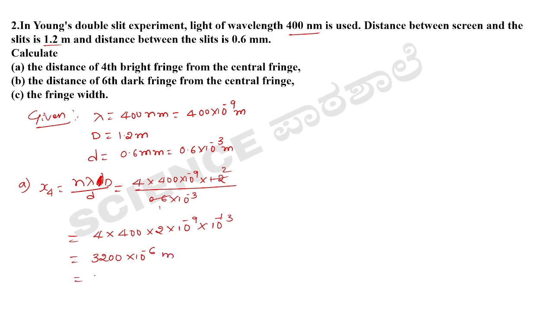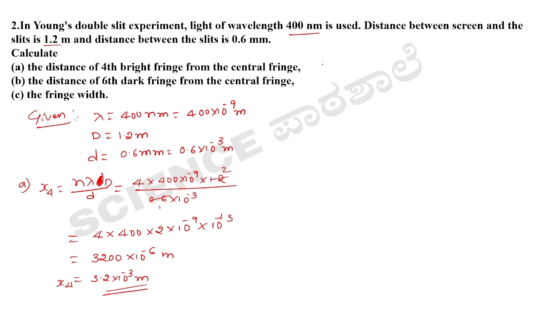Now, in terms of millimeter, 3.2 into 10 raised to minus 3 meter, that is x4. Distance of fourth bright fringe from the central fringe, how much distance? 3.2 into 10 raised to minus 3 meter. Okay, this is for first one, A.